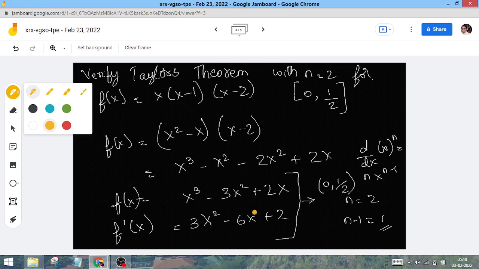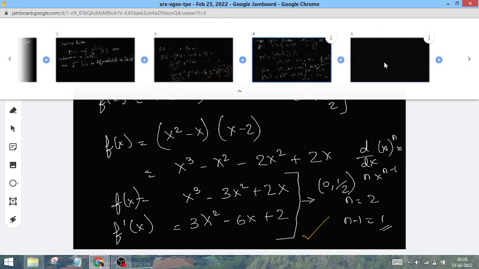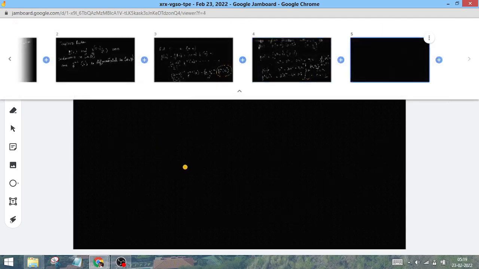Okay, shall we substitute it? When we substitute, we get the value 0 here, and in the second equation we get 2, and we can say that this particular equation is continuous. So this is continuous, and the first condition of Taylor's theorem is satisfied. Now let us go on to find out whether f power n minus 1 of x is differentiable in the closed interval a and b.